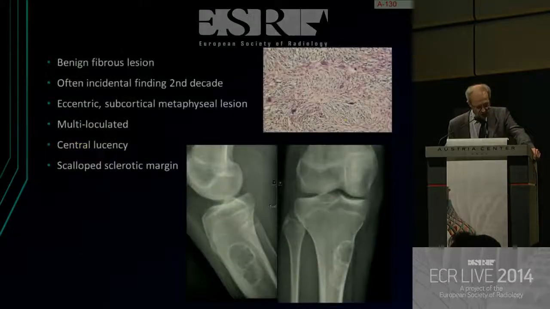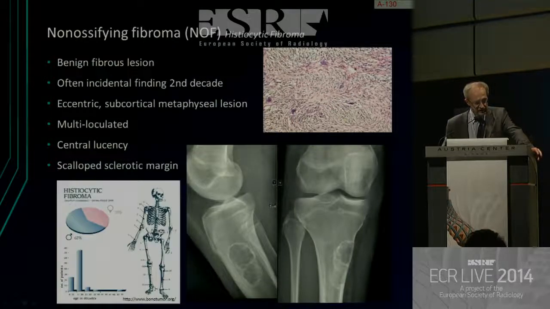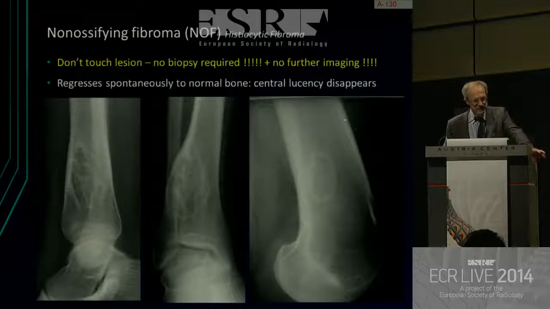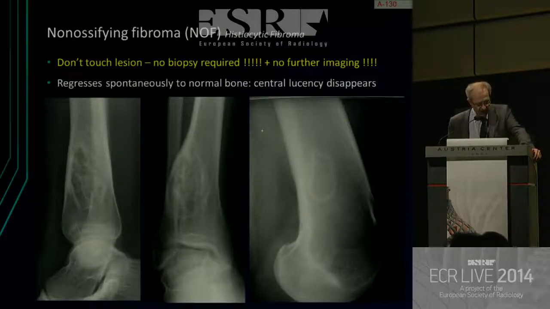We continue with this lesion. It's benign, incidental finding, second decade, eccentric subcortical metaphyseal lesion, multiloculated with central lucency and scalloped sclerotic margin. You all know the name and you see it very frequently. It's a non-ossifying fibroma, histiocytic fibroma. Important, please tell your colleagues it's a don't touch lesion, no biopsy is required, and do no further imaging. It's a waste of money. It will disappear spontaneously, it will regress, and you will see the lesion fading away, so the central lucency will disappear at the age of 20 and older.